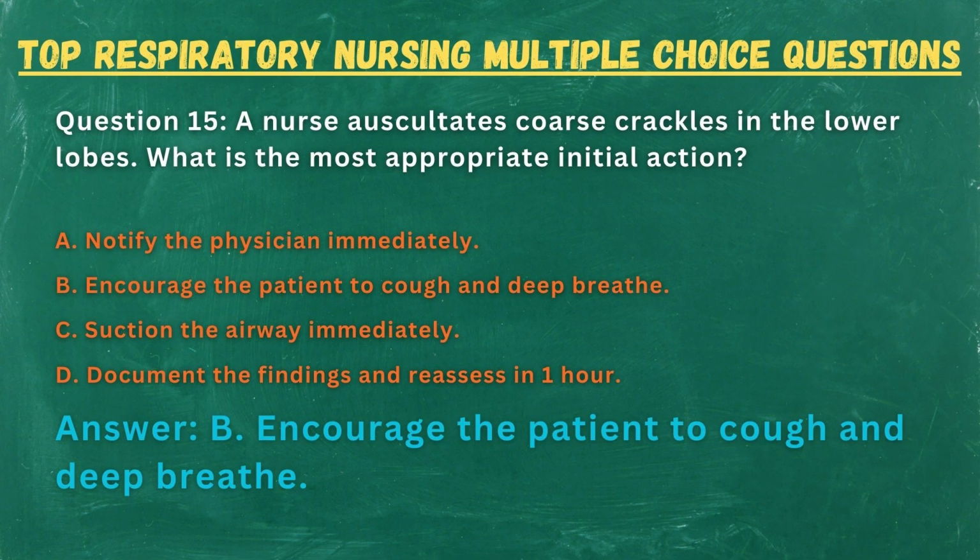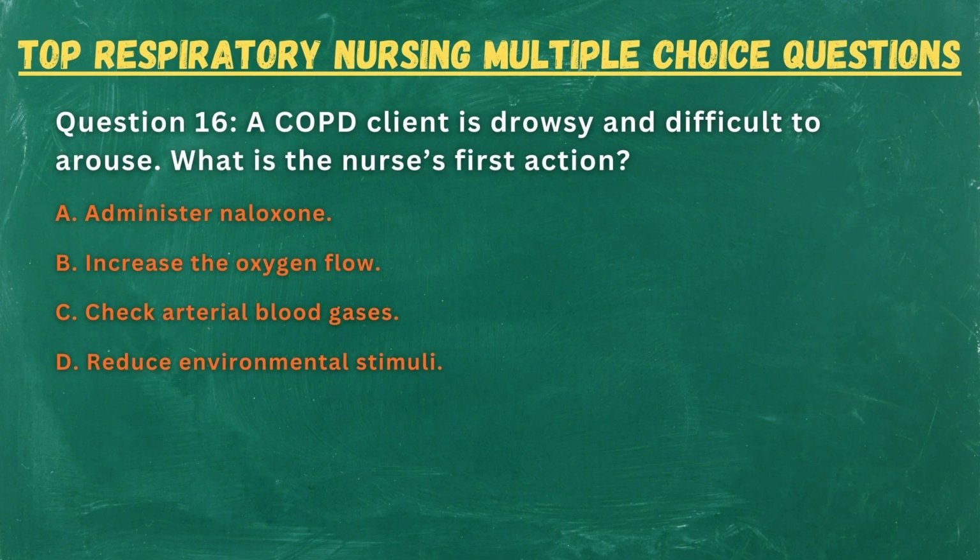Answer. B. Encourage the patient to cough and deep breathe. Question 16. A COPD client is drowsy and difficult to arouse. What is the nurse's first action? A. Administer naloxone. B. Increase the oxygen flow. C. Check arterial blood gases. D. Reduce environmental stimuli.